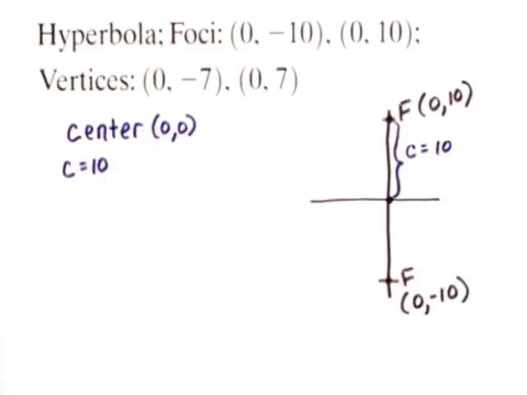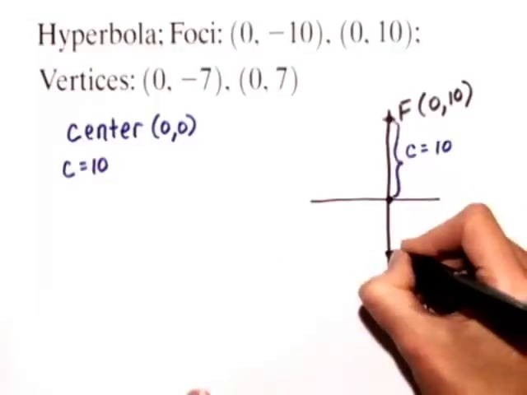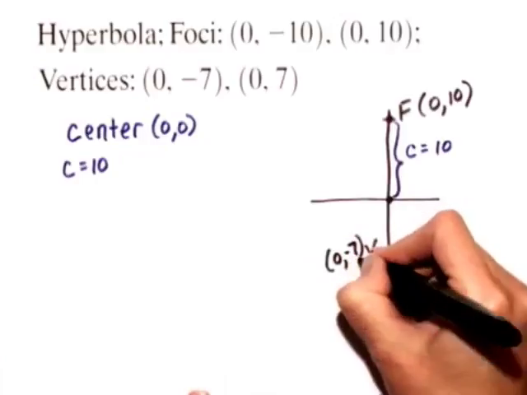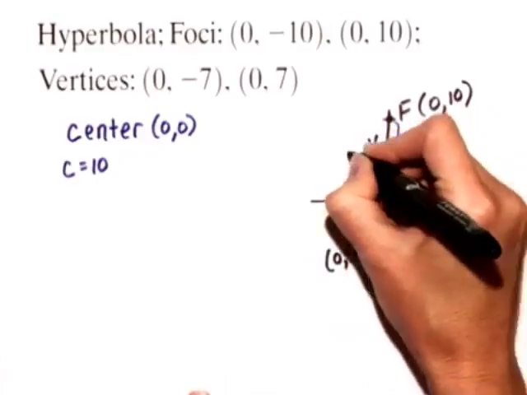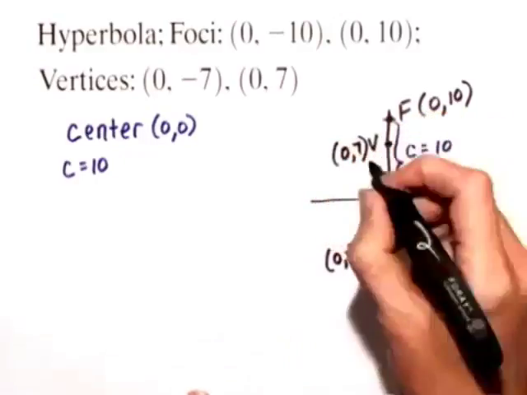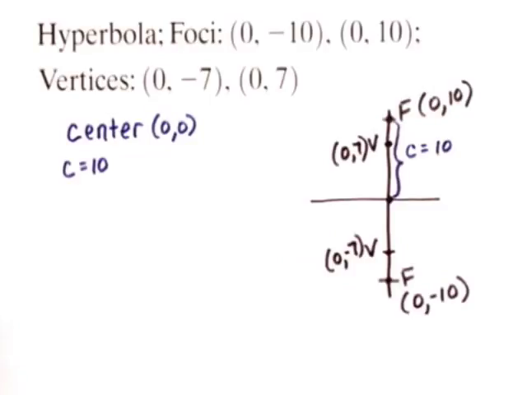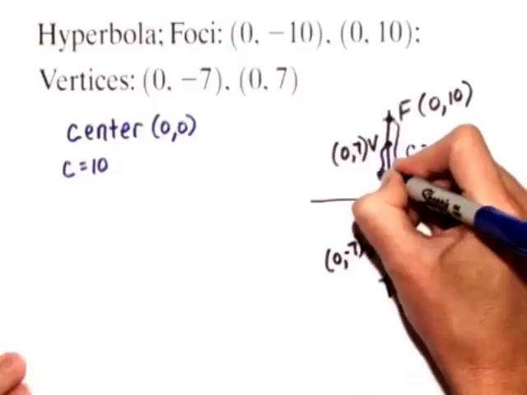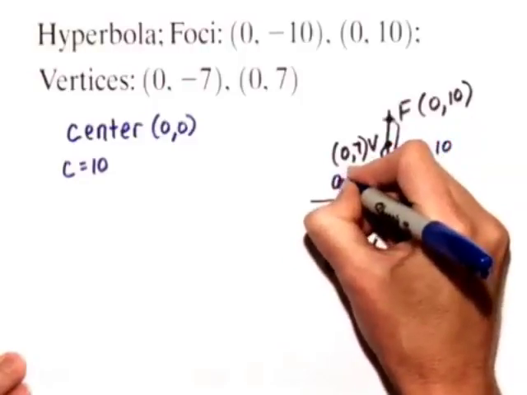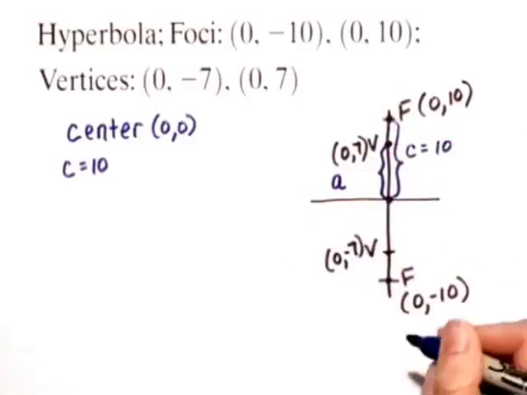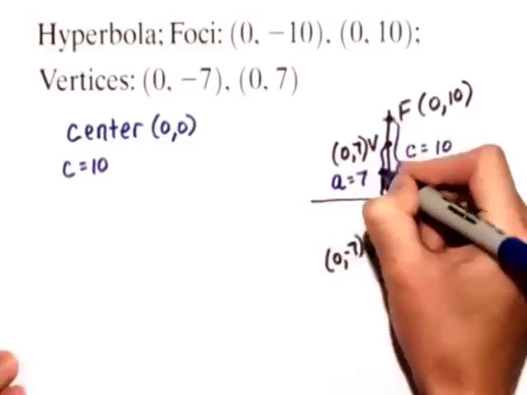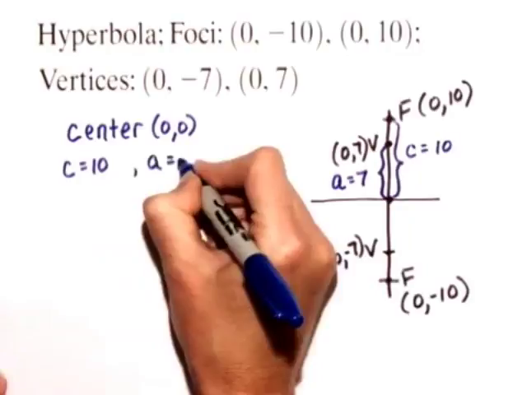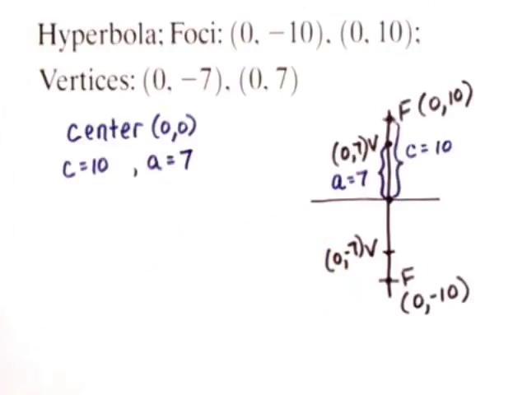Now let's look at the vertices. The vertices are located at (0, -7), and there's one at (0, +7). So the vertex is 7 units from the center, and the vertex is denoted by a units. In this case, a is 7. So we have c is 10 and a is 7.